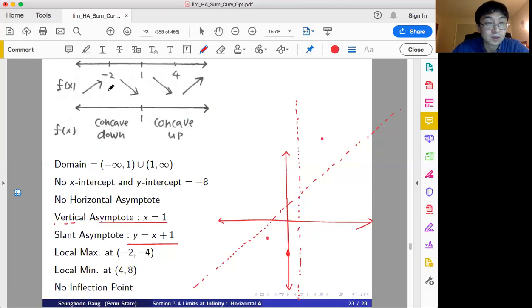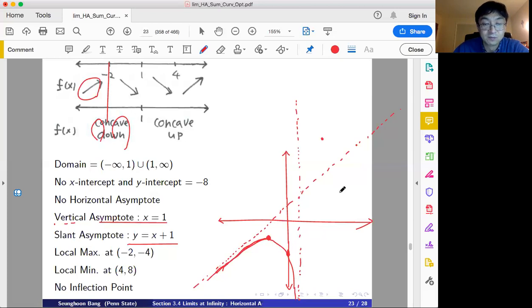So what's the graph? Less than negative 2, the graph is increasing, concave down. So the graph is like this. Increasing, when you approach the slant asymptote, concave down. The graph is like this. Concave down. So negative 2 to 1: decreasing, concave down. We have a local maximum, concave down, decreasing, approaching the vertical asymptote.